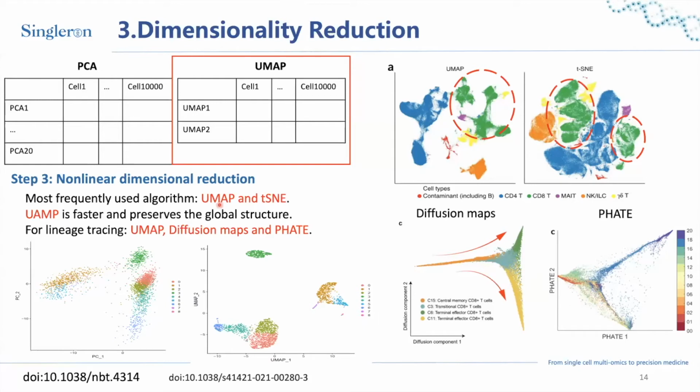Besides t-SNE and UMAP, there are some other algorithms designed for lineage tracing. These types of algorithms, like diffusion maps and FATE, capture more continuous change of gene expression. So they can be used to learn cell differentiation or cell state transition. And this type of dimensionality reduction result seems to be more like a trajectory, and it is more useful in that case.